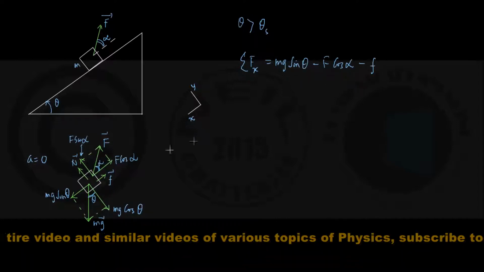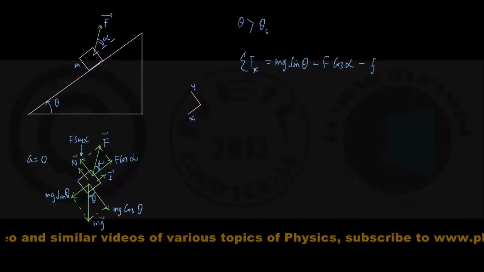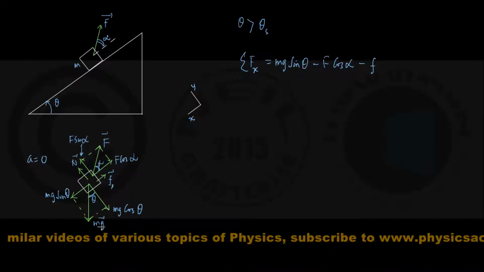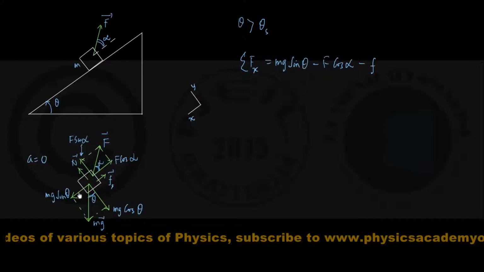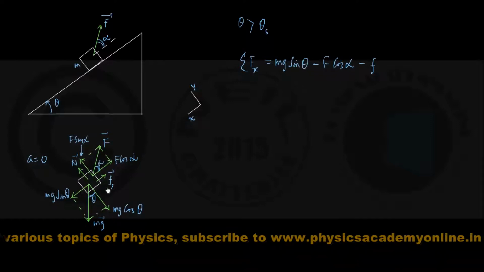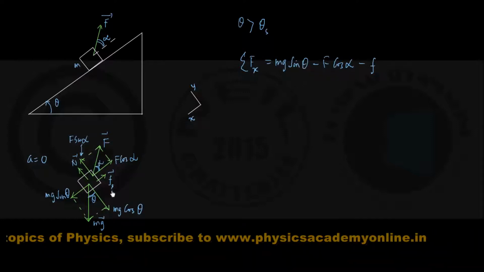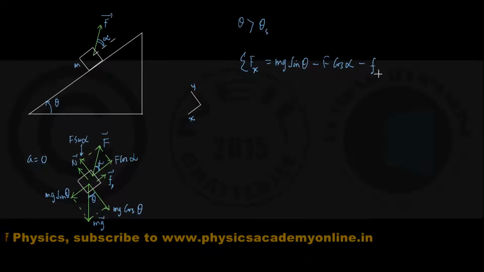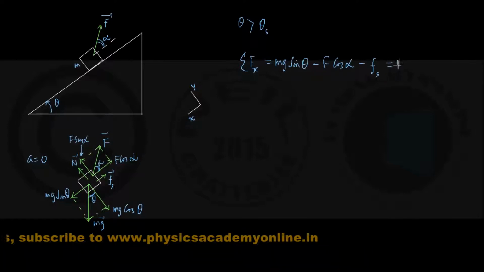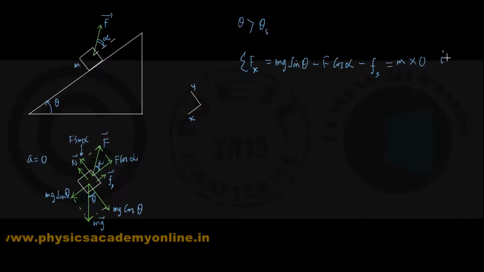Now this is of course static frictional force, because you understand that since the block is kept at rest, it is not sliding down or sliding up, this must be static frictional force. So this is minus Fs, and of course the block while at rest, acceleration is 0, and that's my equation number 1 for x motion of the block.